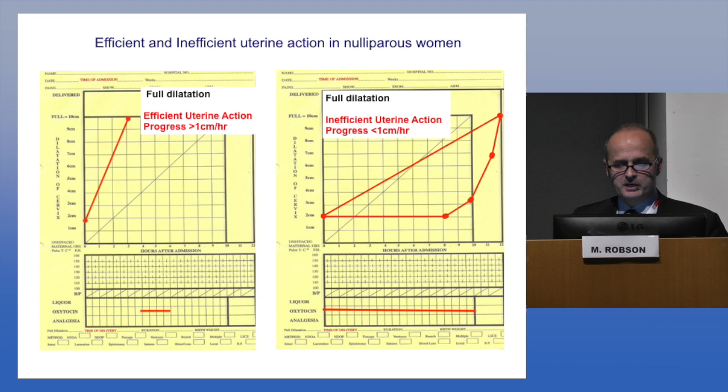So let's put some pictures up here. This is what I mean by efficient uterine action. Just a very, very simple overview. It's actually saying, and don't get excited, more than 1 centimeter an hour. It just means that it's to the left of that 45-degree line, which isn't an action line or anything. That's efficient uterine action, and that is inefficient uterine action. Which one would you rather examine to do a forceps or vaginal operative delivery in? Maybe I'll put it a different way: in which one do you think the decision about what to do would be easier to make?